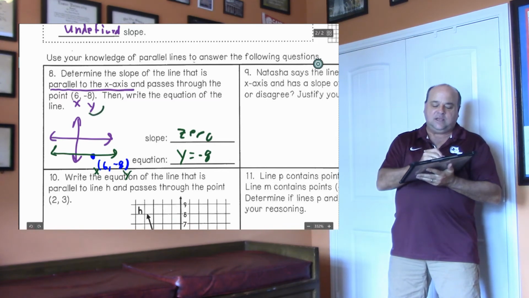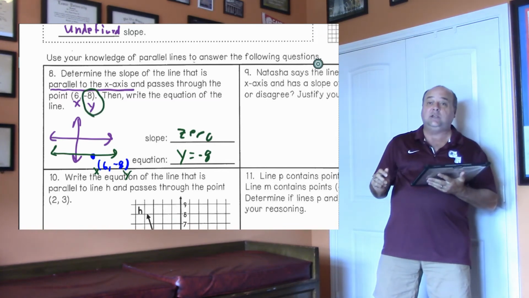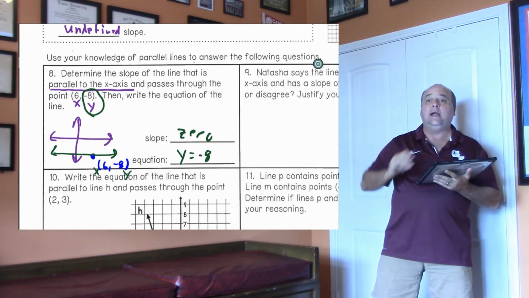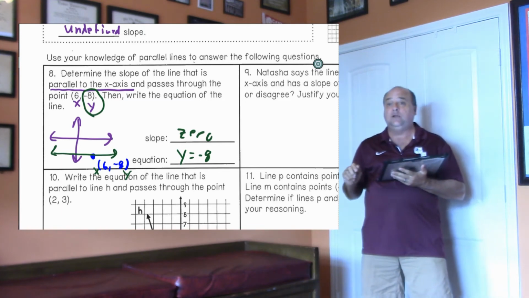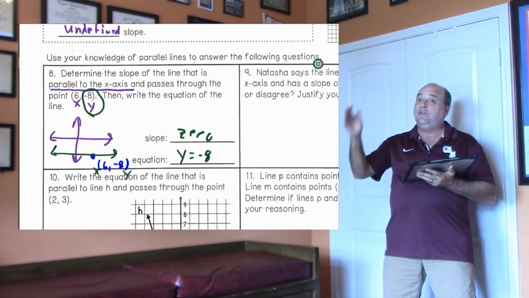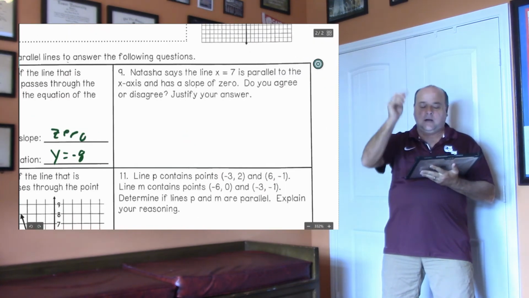Notice also that this right here is going to be the equation. If it were vertical, it would be x = 6. Horizontal, y = -8. That ordered pair, one of those numbers will be in your final answer if it's parallel to the x-axis or the y-axis. Let's go to number 9.